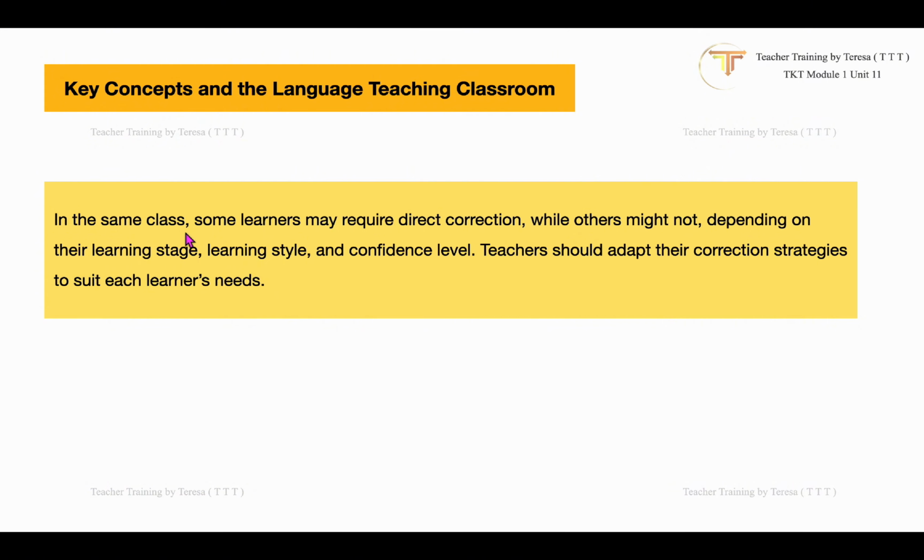In the same class, some learners may require direct correction, while others might not, depending on their learning stage, learning style, and confidence level. Teachers should adapt their correction strategies to suit each learner's needs.